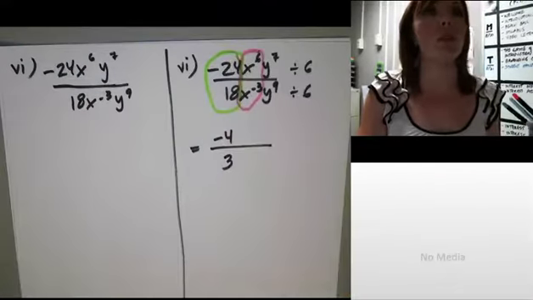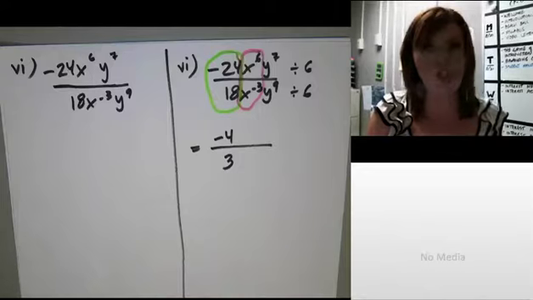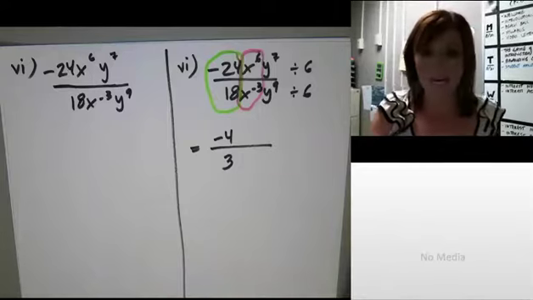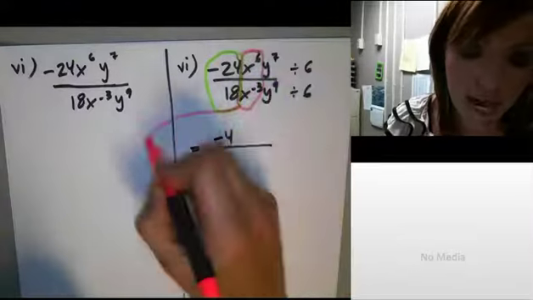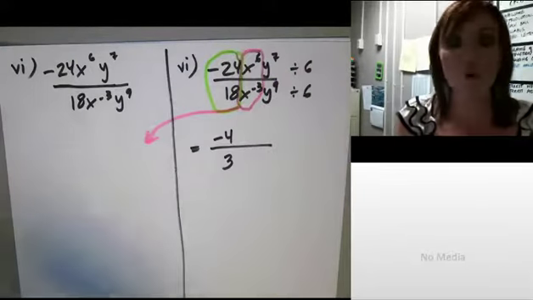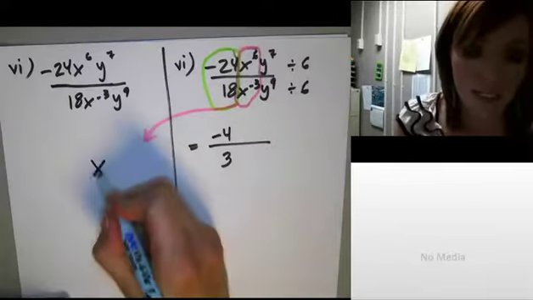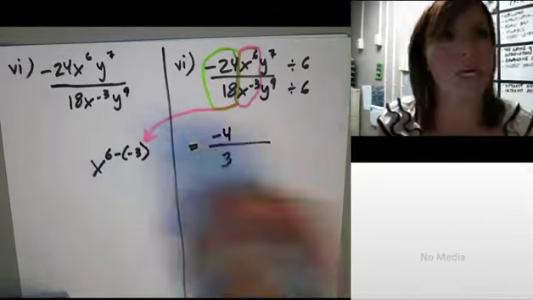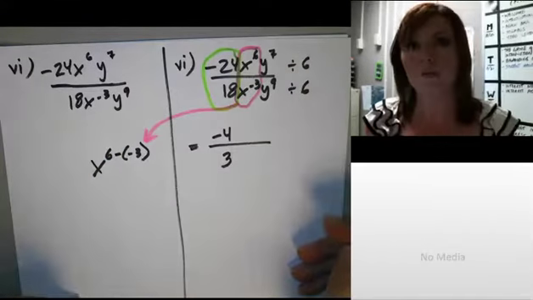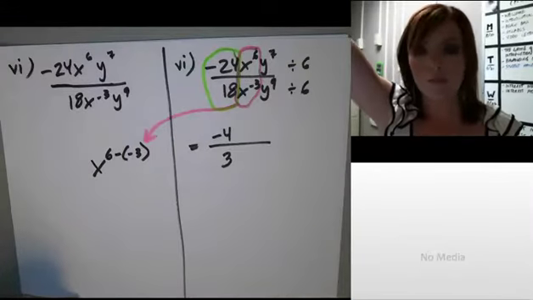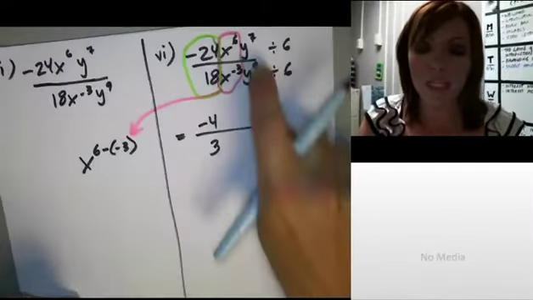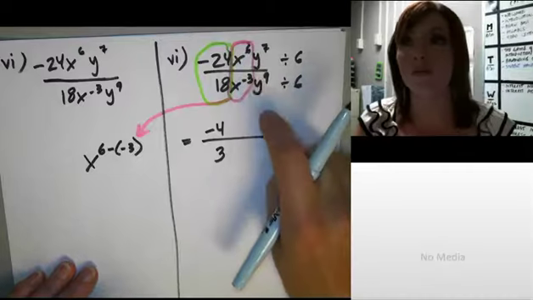Other questions? Okay. x to the 6th divided by x to the negative 3rd. Remember you all told me that means subtraction, right? 6 minus negative 3. How many people agree that that's 3? 6 minus negative 3. How many people agree that 6 minus 3 is 3?